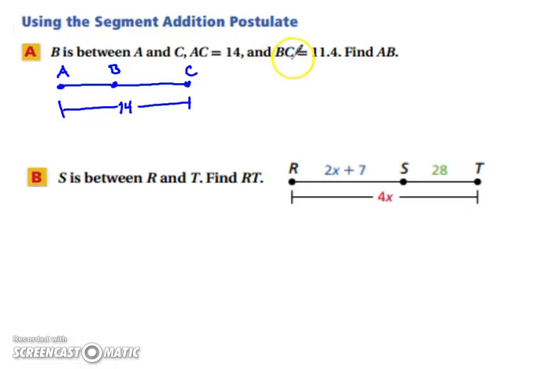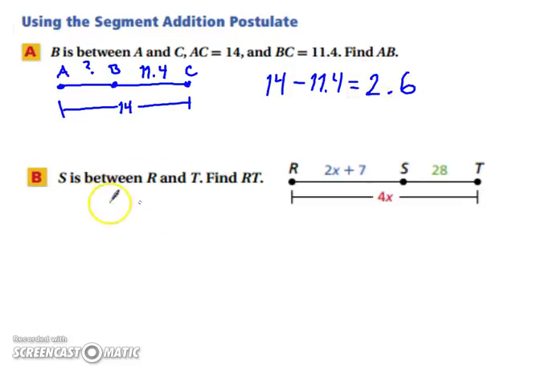And BC is 11.4. Well, it's asking us to find AB. Well, if the two little pieces, if you add them together, give you the total, you can simply subtract to find AB. So 14 minus 11.4 gives us 2.6.